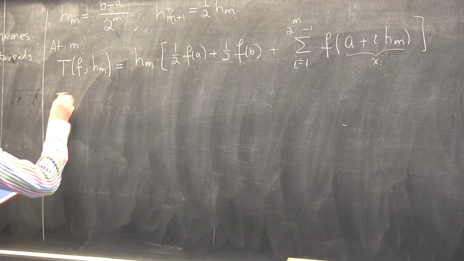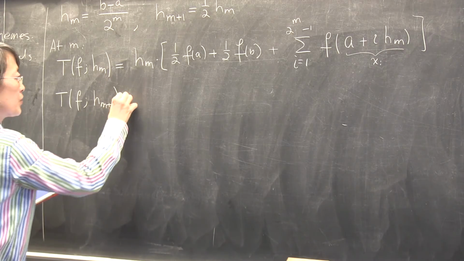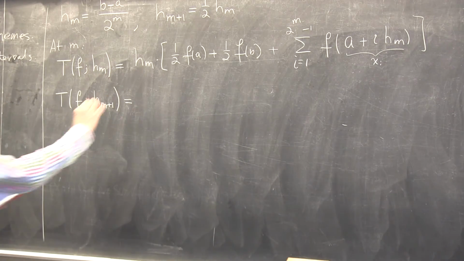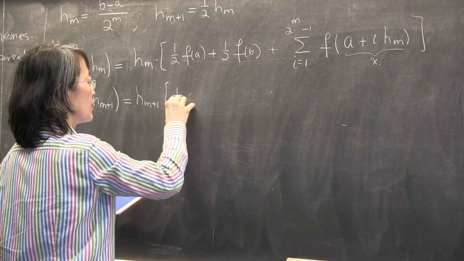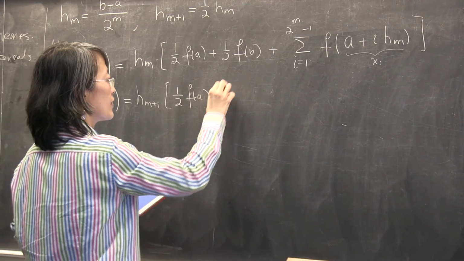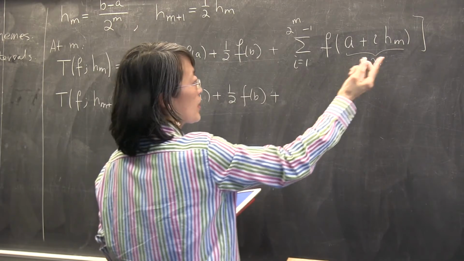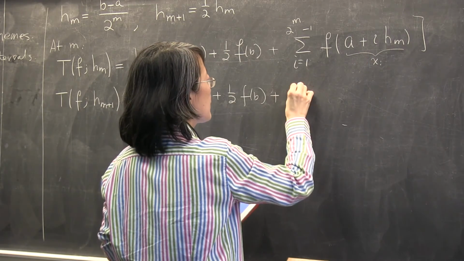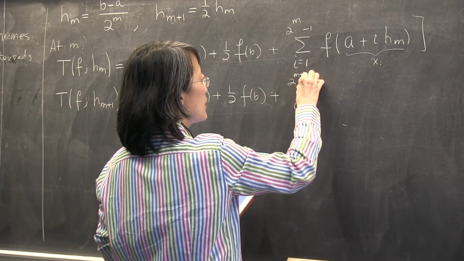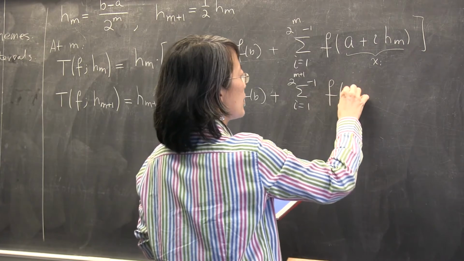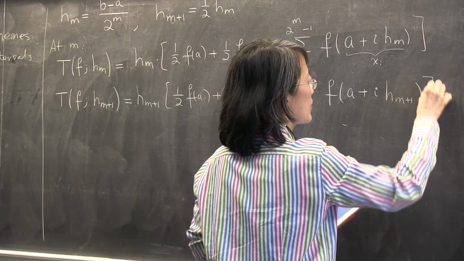Okay, now after computing that, I decide to compute one more level. I increase m by 1. So let me write this out. This gives me h_{m+1}. I'll just write it out as it is, and then we'll look at it. Half f of a and half f of b plus, it's the same thing except I have to change m into m plus 1, right? So the summation, i from 1 to 2 to the power m plus 1 minus 1, of f of a plus i h_{m+1}.